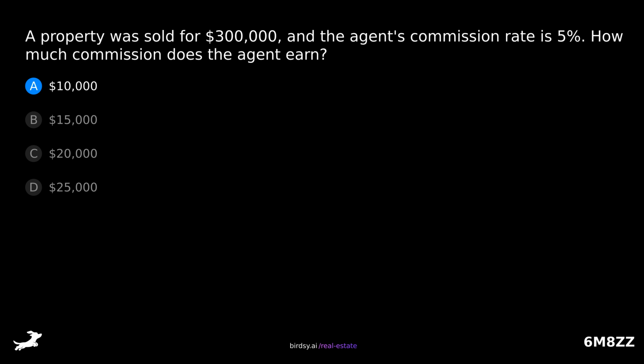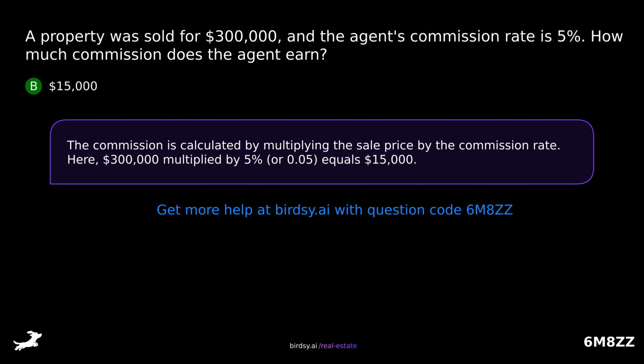Is it A, $10,000, B, $15,000, C, $20,000, or D, $25,000? The answer is B, $15,000. The commission is calculated by multiplying the sale price by the commission rate. Here, $300,000 multiplied by 5% or 0.05 equals $15,000.